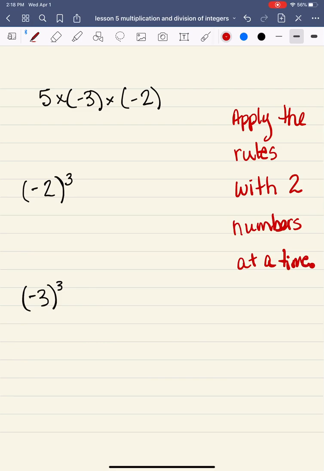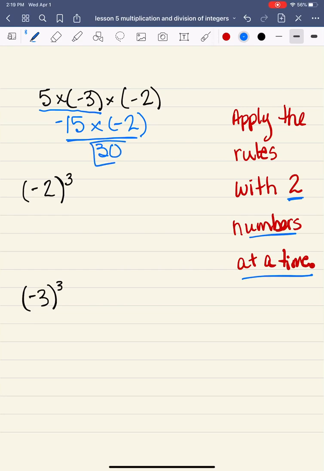Okay, here are some examples where there's more than two numbers. So make sure when you are applying the rules that you only do two numbers at a time. So on this first one, I'm going to start with 5 times -3. Just on those two numbers, the signs are different, so it will be -15. I'm going to bring down the multiplying by -2. Now I'm only looking at those two numbers. So -15 times -2, the signs are the same, so it will be positive 30.